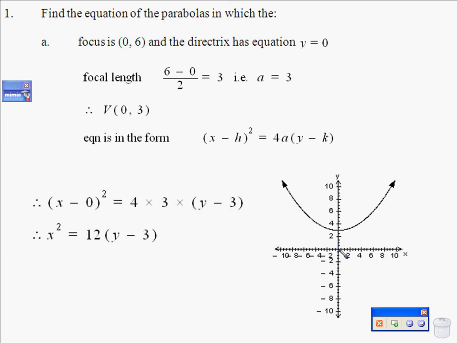Our directrix is at y is equal to 2. So it's actually on the x-axis this time. It's not below the x-axis. It actually is the x-axis. Now remember, we want to get our equation in this form: x minus h equals 4a(y minus k).